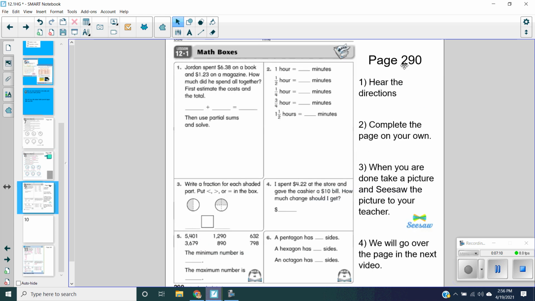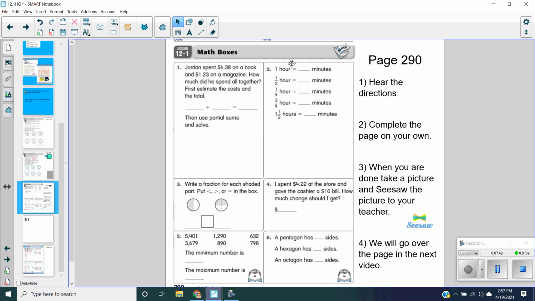Our math box page is page 290. I'll quickly talk about the directions and then I'll ask that you complete this page on your own. We'll go over this page in our next video. So for question 1, Jordan spent $6.38 on a book and $1.23 on a magazine. How much did he spend altogether? First, estimate the cost and the total, and then you can either use partial sums or if you have another strategy to add them together to solve.